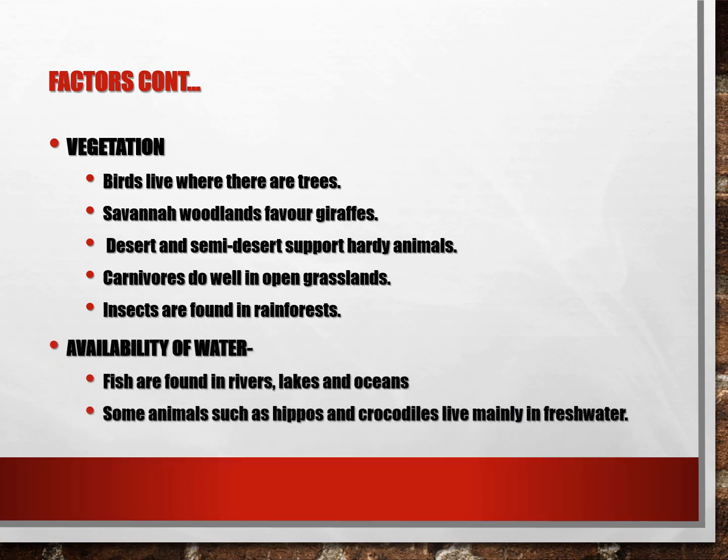The other factor is the availability of water. Water, of course, will influence the availability of wildlife in different ways. We have marine animals, or animals that live in water, like fish. Fish will only be found in lakes and oceans and water bodies. You'll not find them elsewhere. Then we also have animals like crocodiles and hippos. These are animals that are adapted strictly to fresh water, so you'll find them in freshwater bodies.